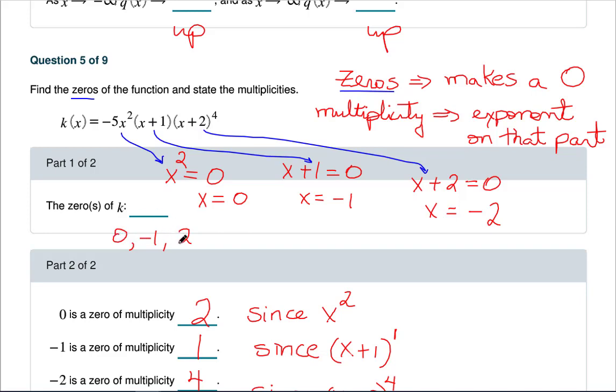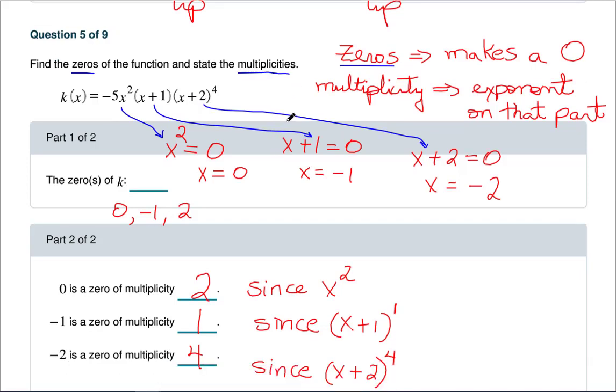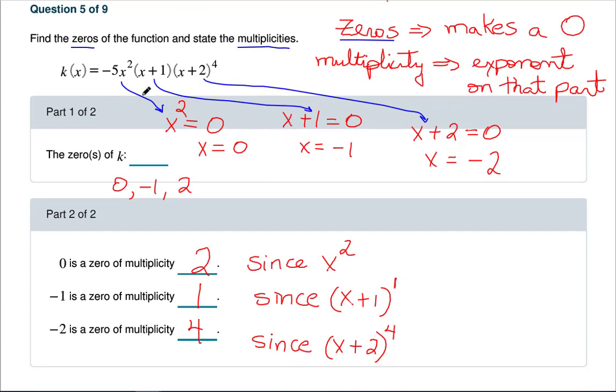Now what about their multiplicity, this word on the end? Well, that's just the exponent on that x. So the 0 came from the x squared term. Its multiplicity is 2. This term gave me the minus 1, but the power on the x is just 1. The minus 2 came from this term. The exponent on it is 4, and so that's its multiplicity.